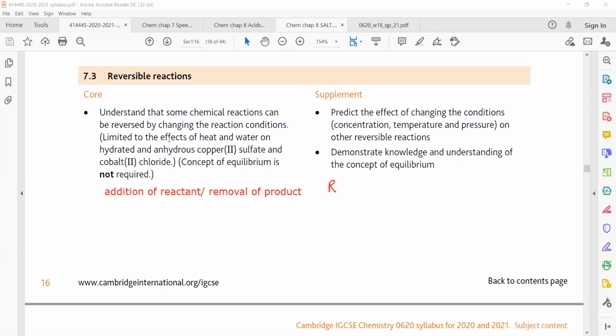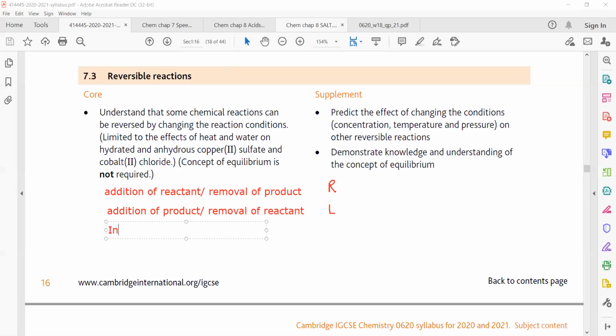Same thing, if I add a product, or remove the reactant, then the balance will shift towards the left hand side. Same thing, if we increase the concentration, that is altering the concentration.